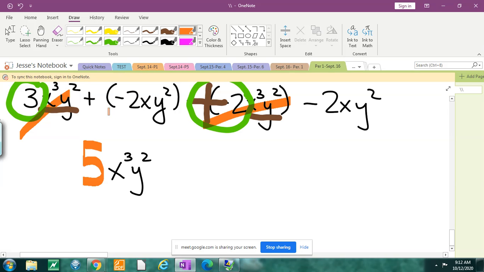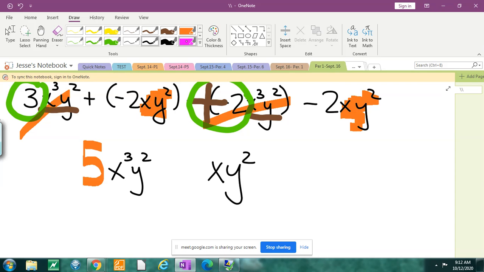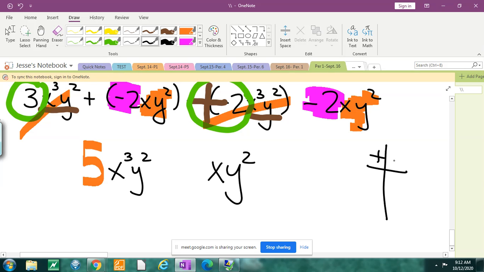Now here we have a negative xy squared. I'm going to match it with xy squared. So I know that I'm going to have xy squared as my answer. But what will the coefficient be? Well, it's negative 2. Remember, we're adding, and a minus 2. So I'll do the t-chart, okay? A negative 2 and a negative 2.